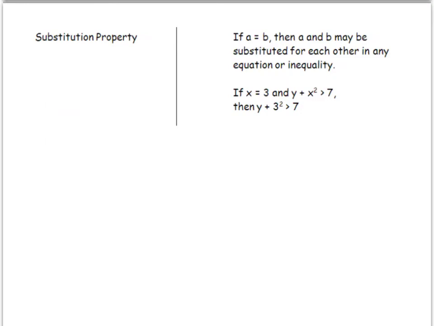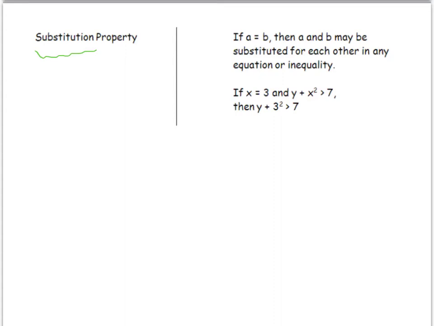All right, the only one on this page is our substitution property. Substitution, you guys should know this word pretty well. Substitution means to replace one thing with another. So if A equals B, then A and B may be substituted for each other in any equation.